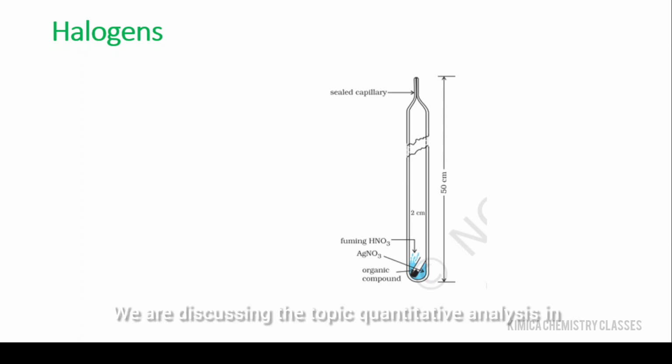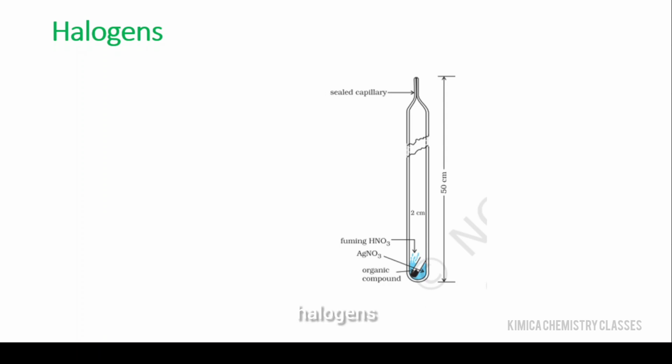We are discussing the topic quantitative analysis, in which we have covered estimation of carbon and hydrogen, and estimation of nitrogen. Next, we proceed with halogens. In estimation of halogen, the Carius method is used.